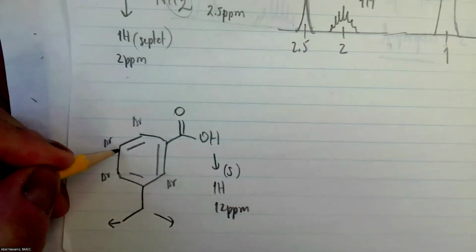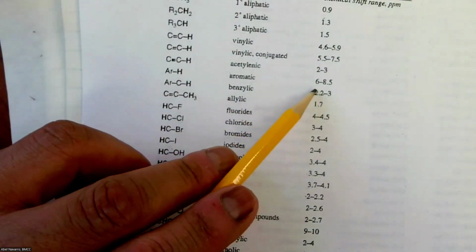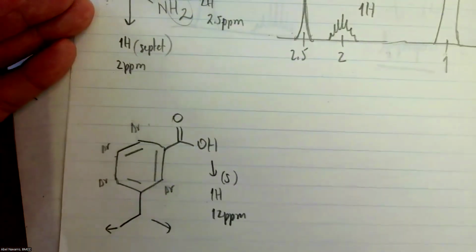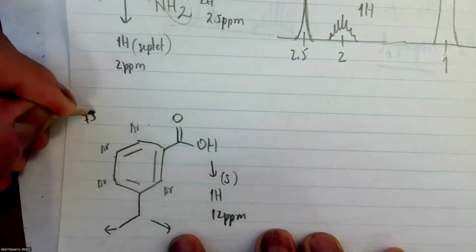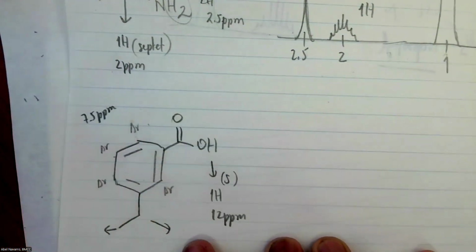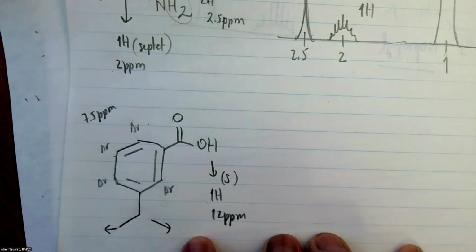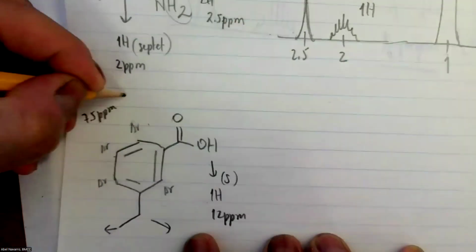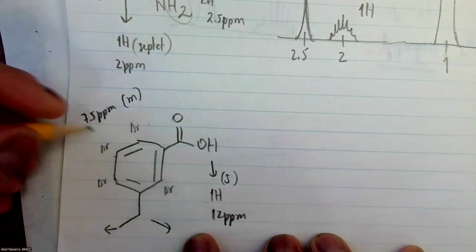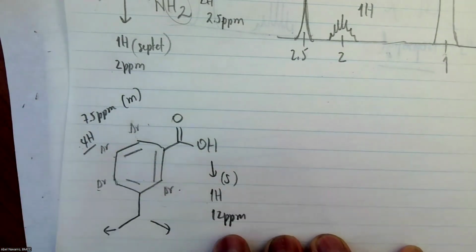What about these aromatics? Aromatics always move between 6 and 8.5, so let's put in 7.5 ppm. And as I mentioned before, if aromatics are not symmetrical, you get really messy splitting. They're all overlapped, so you won't see it. You can just put it as a multiplet. And 4 H's, that's important though, because 4 H's are represented.